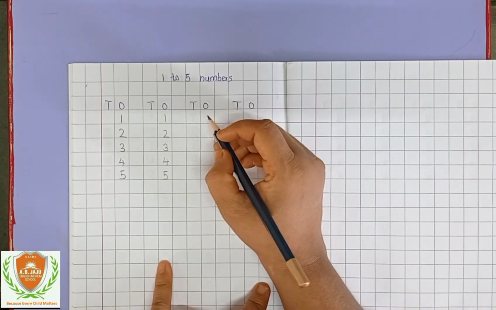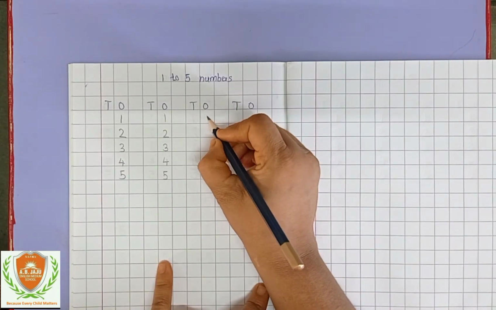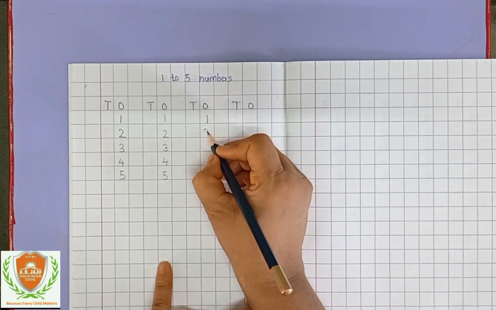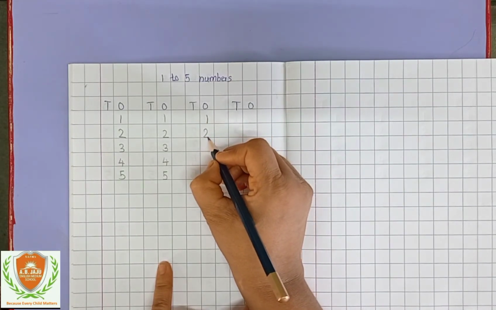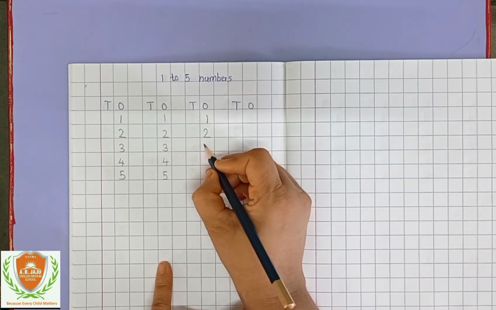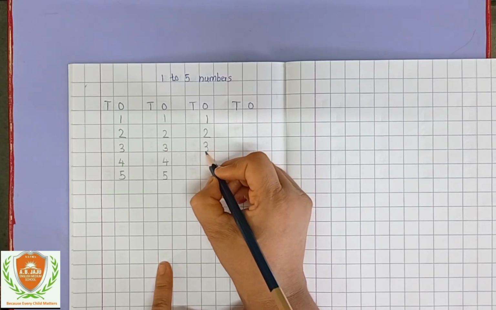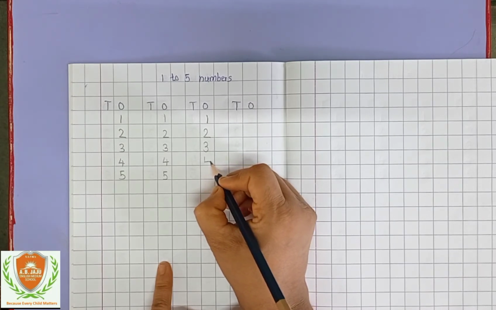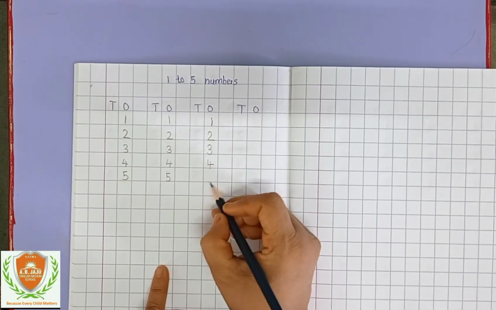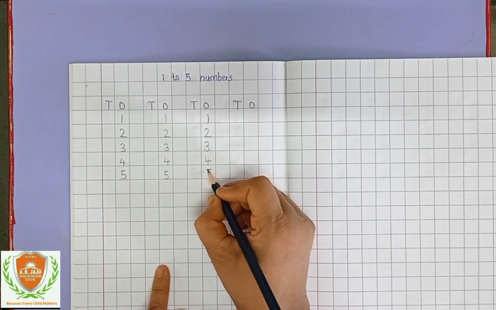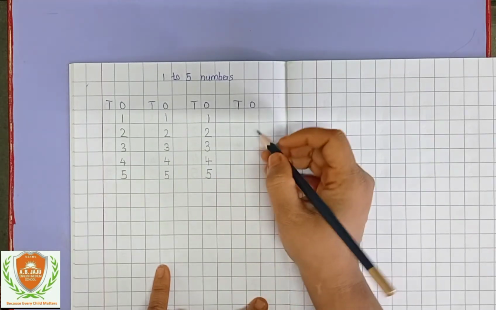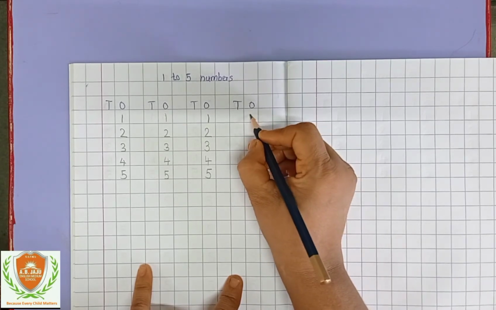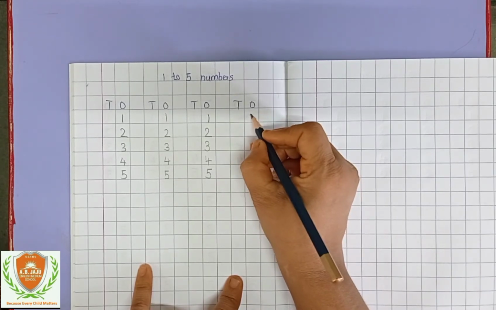Okay, now how will you write number 1? Standing line. So this is number 1. Right curve, slipping line: number 2. Right curve, one more curve: this is number 3. Standing line, slipping line, standing line: this is number 4. Slipping line, standing line and half circle: number 5. Okay, like this you have to write down numbers 1 to 5.